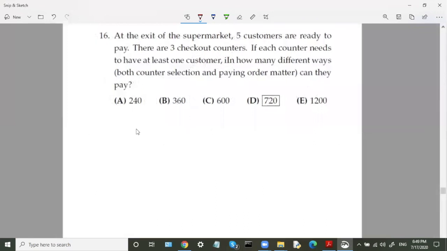Problem 16. At the exit of the supermarket, 5 customers are ready to pay. There are 3 checkout counters. If each counter needs to have at least 1 customer, in how many ways, where both counter selection and the paying order matter, can they pay?